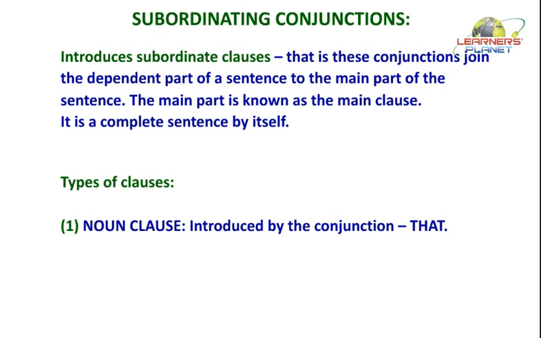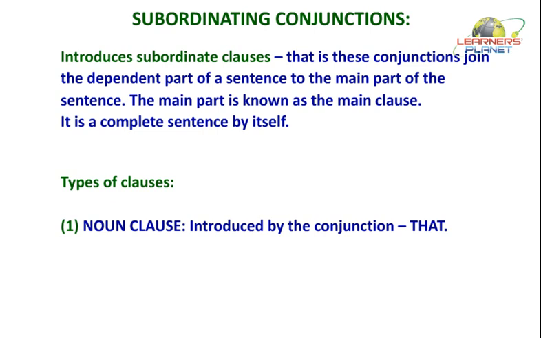The part joined by the subordinating conjunction is known as the subordinate clause, and the main part of the sentence is known as the main clause. The main clause is a complete sentence by itself. Let us now understand the types of clauses that are introduced by the various subordinating conjunctions.